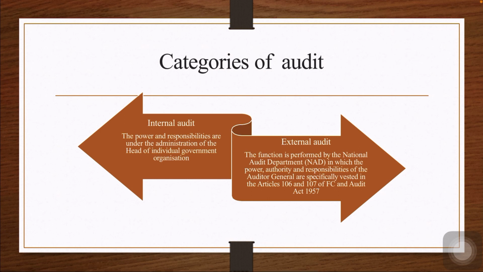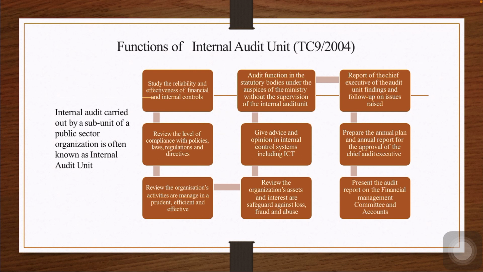In which power, authority and responsibility of the Auditor General are specifically stated in Article 106 and 107 in the Federal Constitution and also Audit Act 1957. So ini adalah kategori audit. So kita akan tengok fungsi internal audit unit according to Treasury Circular 9, 2004. So internal audit carried out by a subunit of a public sector organisation is often known as internal audit unit.